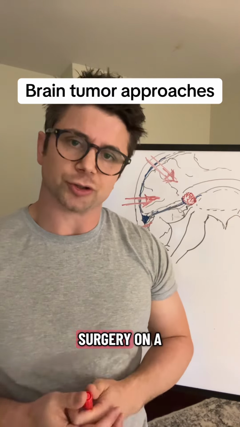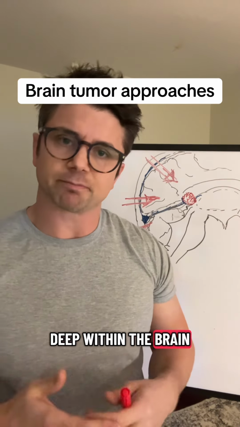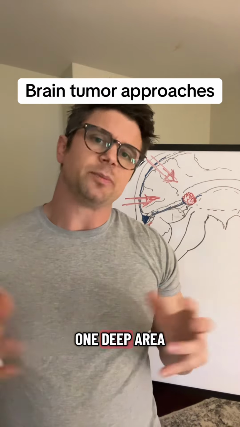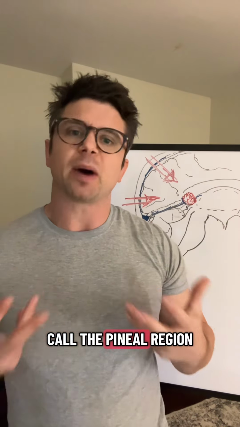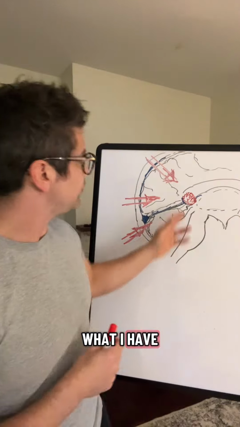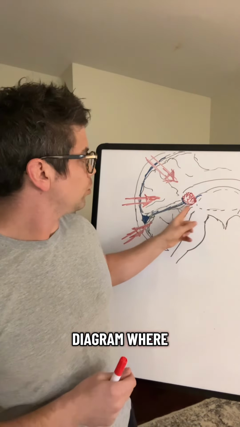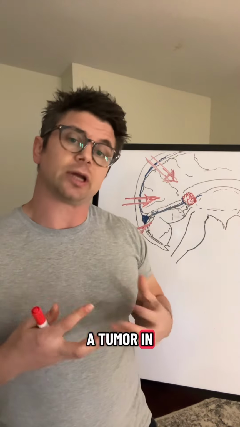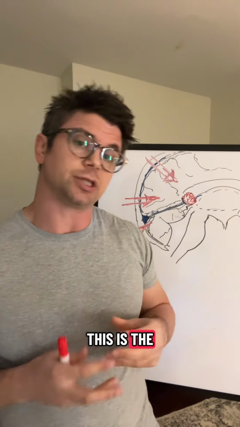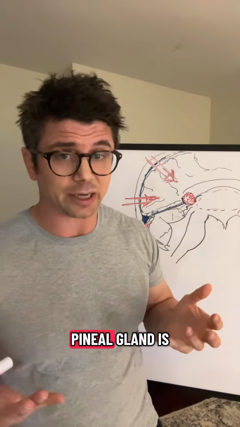If you need to do brain surgery on a tumor that's very deep within the brain, how do you get to it? One deep area of the brain where tumors sometimes arise is what we call the pineal region. What I have here is a diagram where what I've shown in red is a tumor in the pineal region. This is the region of the brain where the pineal gland is.